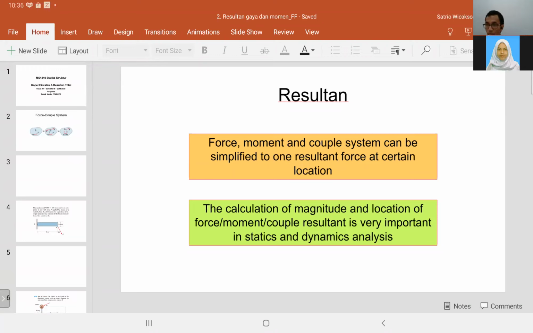Okay, so for today's class, I will continue the discussion on force, moment, and couple as well. But for today, I will start with the resultant. What is the resultant?